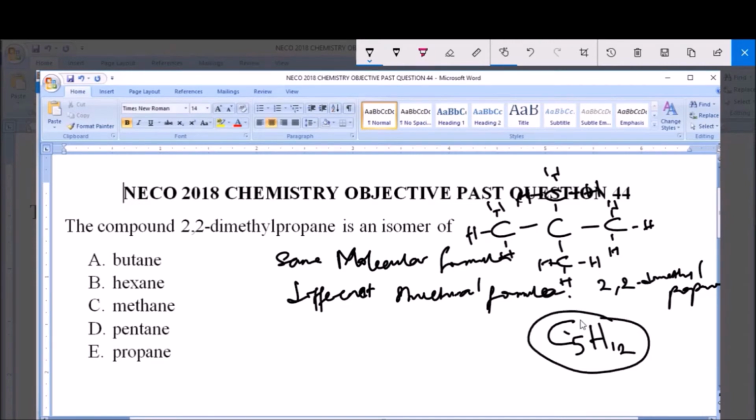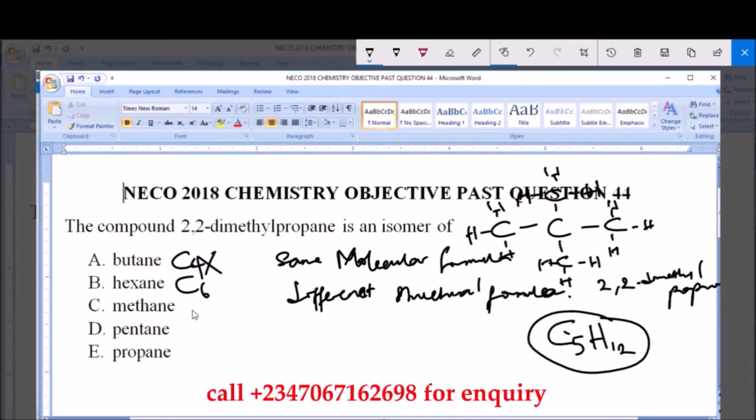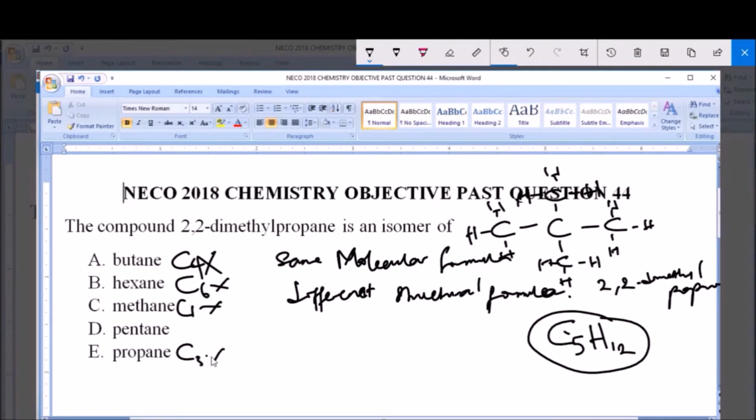Now that means it has 5 carbon atoms. Like I said, isomers have the same molecular formula but different structural formula. Now which of these compounds has the same molecular formula as this? Butane has 4 carbon atoms, so it is wrong. Hexane has 6 carbon atoms, so it is wrong. Methane has just 1 carbon atom, it is also wrong. Propane has 3 carbon atoms, so it is wrong. But looking at option D, it has 5 carbon atoms, pentane.